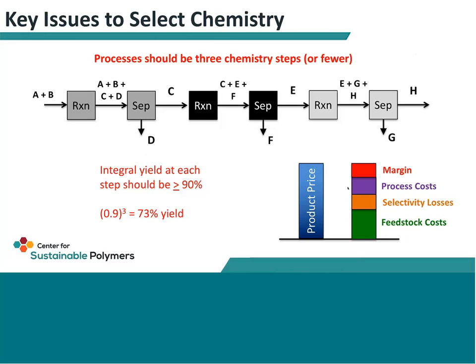The problem is that these prices can fluctuate, which I said on the earlier slide, but really the difference between the feedstock cost and the product price gets driven down over time as processes become mature, and it gets harder and harder to be competitive between the two. And so what we need to do is reduce the process costs in purple and really minimize the selectivity losses. So this 90% number is kind of a rule of thumb, and 3 steps seems to be a good rule of thumb.